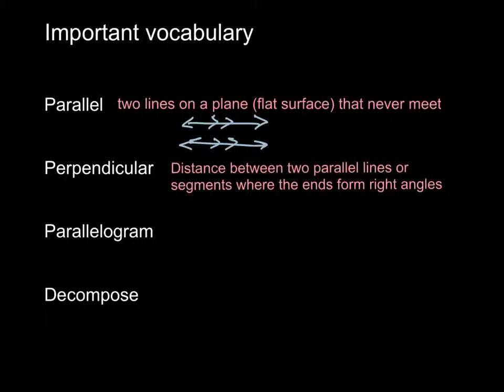When we're talking about perpendicular lines, we're talking about the distance between two parallel lines or segments where the ends form right angles. And that could look like this, where you have two parallel lines, and then this distance between it is denoted with that little half square to show that they are both right angles.